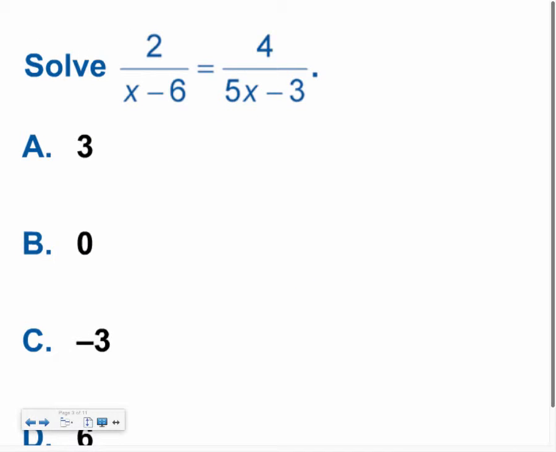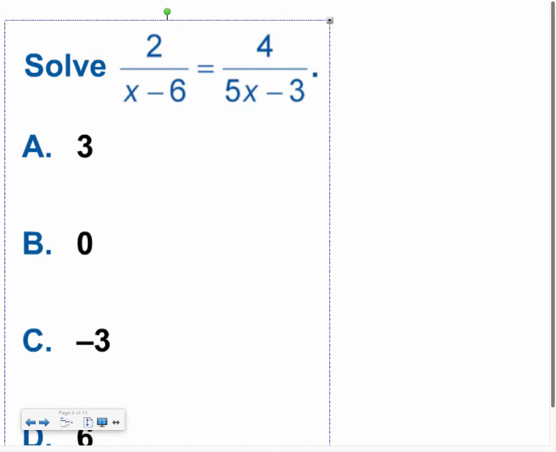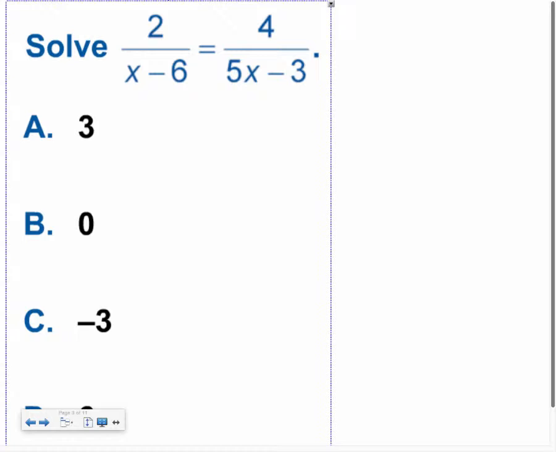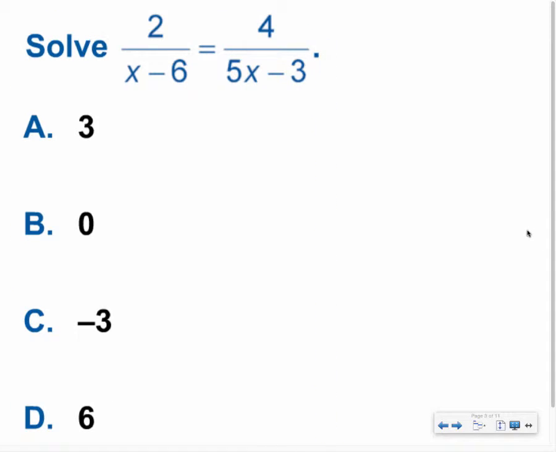Alright. Now it's your turn. Take a minute and see if you can figure out this equation. Hopefully you ended up with letter C, or negative 3, I guess, because Edpuzzle doesn't keep the order of the answers for you. So hopefully you got negative 3.